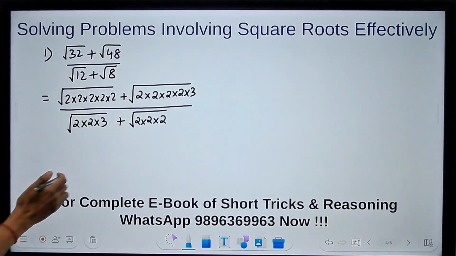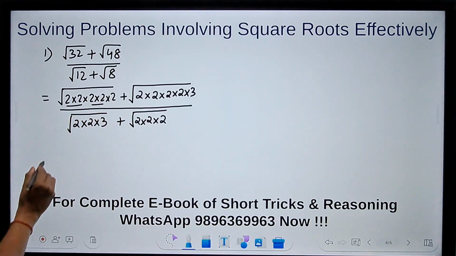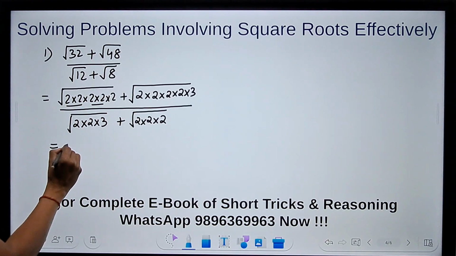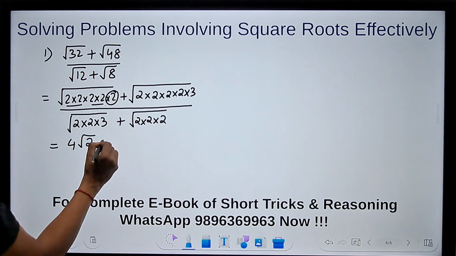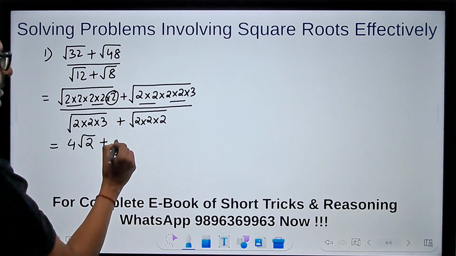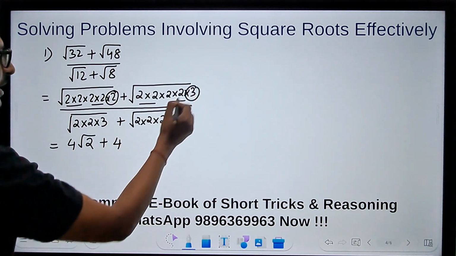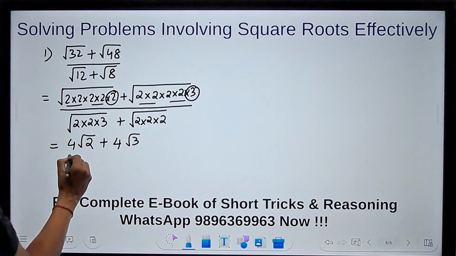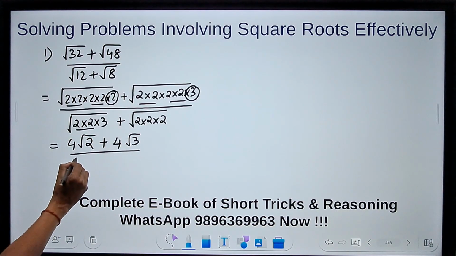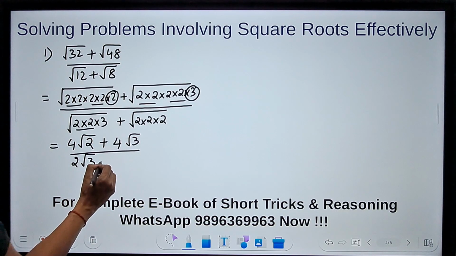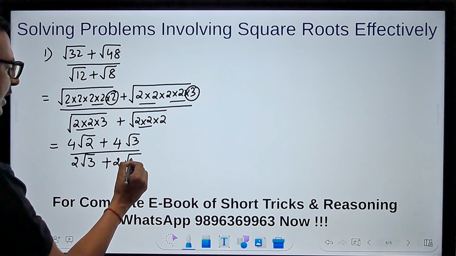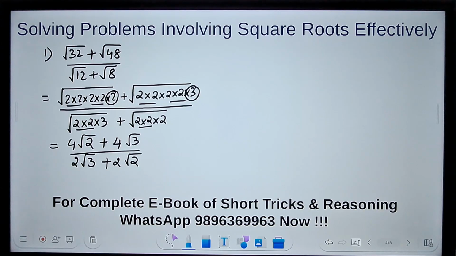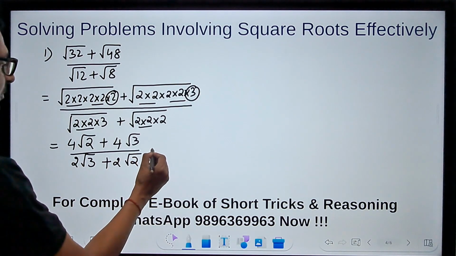Now let's see how many pairs are there. 1 pair, 2 pair. So this becomes 2 times 2, 4, and the single 2 remains inside the square root. Likewise here 1 pair, 2 pairs, so 4, and the single 3 here remains inside the square root. Here we have 2, so 2 comes out, 3 remains inside, and 2 comes out and 2 remains inside. Now what happens to this is you can have some common factors now.